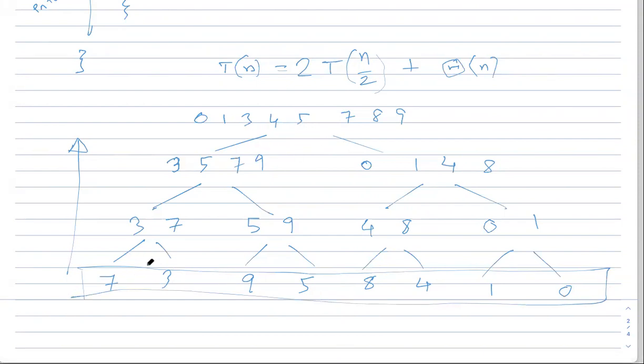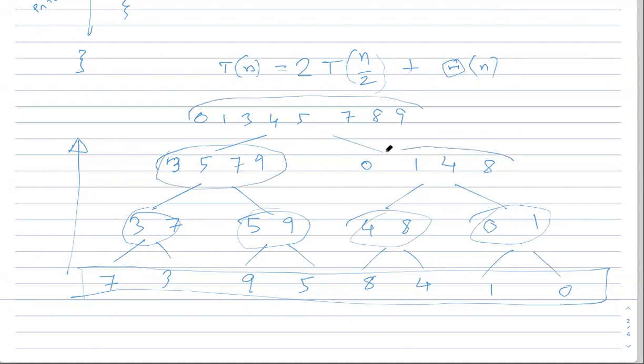So after dividing, if you want to see what happened, we first merged this, right? And then we merged these two, and then we merged these big ones back to the sorted one. So this is our output, and this is our input.